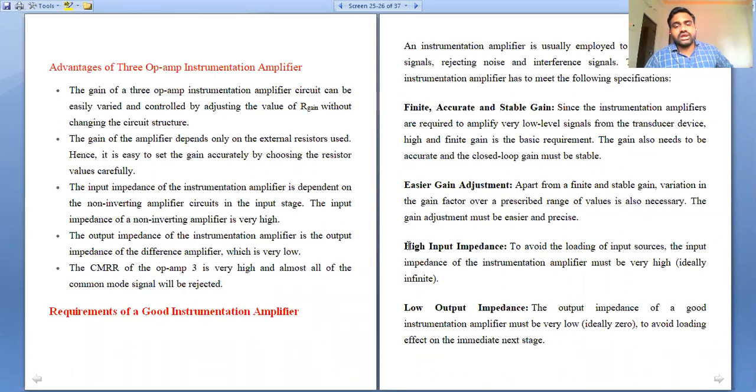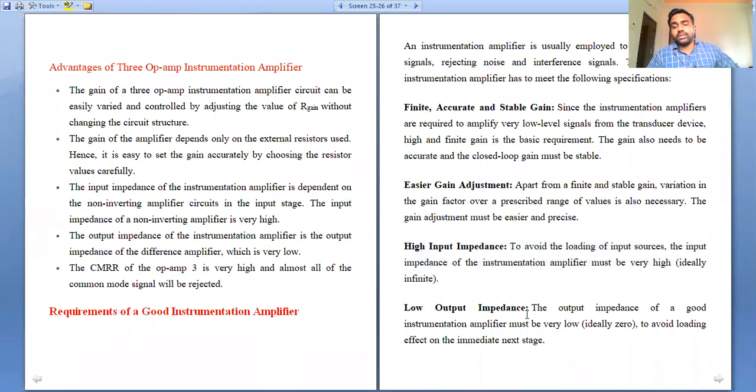Okay, and the third thing is high input impedance. High input impedance means the input resistance of the operational amplifier should be very, very high. If the input impedance of the operational amplifier is high, then the very low incoming currents flowing through the three op amp instrumentation amplifier will be limited, and the incoming currents will be reduced, which means the voltage signal will flow in a proper manner.